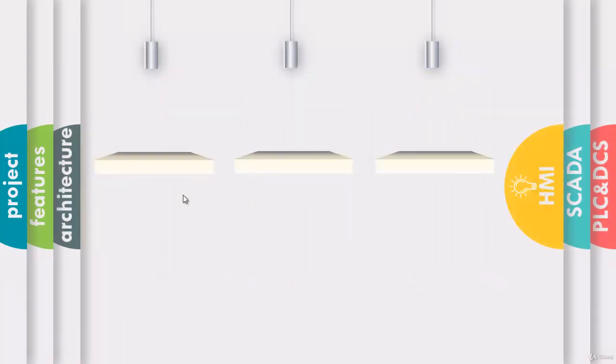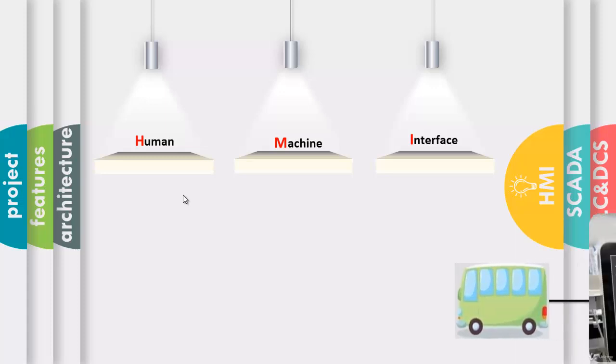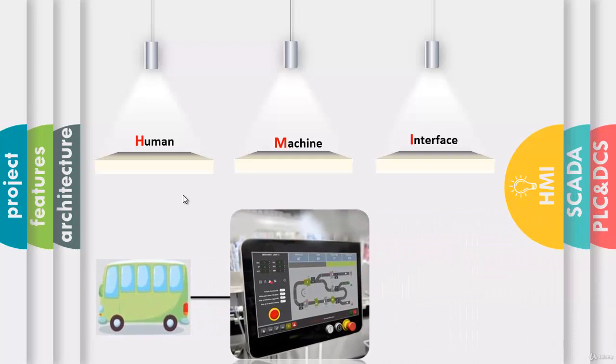What is the HMI? HMI stands for Human Machine Interface. So we can say it's an interface between the machine and the human. We can describe HMI or Human Machine Interface as a touch screen like this. This touch screen can control the entire system by only touching a button.